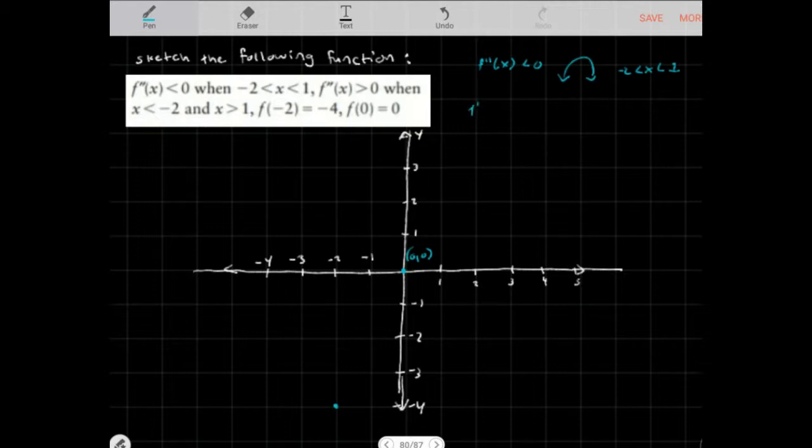And we also know that f double prime of x is greater than 0, right? It's concave up when x is less than negative 2 and when x is greater than 1. So in between these points, specifically negative 2 and 1, we should expect a point of inflection, because there should be a shift in concavity from concave up to concave down, right? So we should have a point of inflection at negative 2, specifically negative 2 and negative 4, as well as at 1, right?